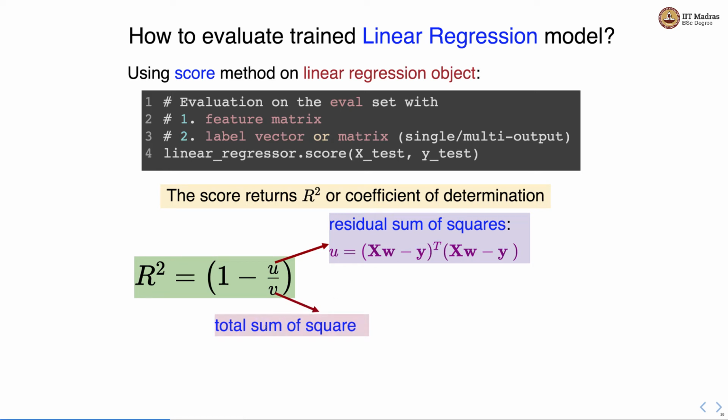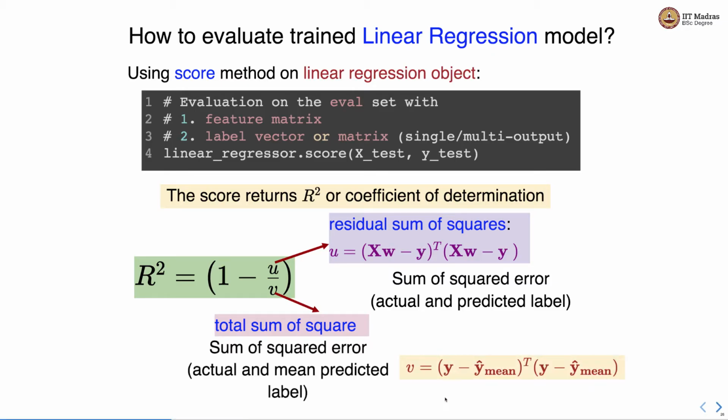On the other hand, v is the total sum of squares. And this v is computed as the difference between the actual label minus the mean of the predicted label. We take the transpose and multiply this difference vector with itself. So this is the square of difference between the actual label and the mean of the predicted label. So here it was the predicted label, but here we take the mean of the predicted label, and that's how we calculate what is called the sum of squared errors. So this is also a sum of squared error, but this is the sum of squared error between actual and mean predicted label, whereas u is the sum of squared error between actual and the predicted label.